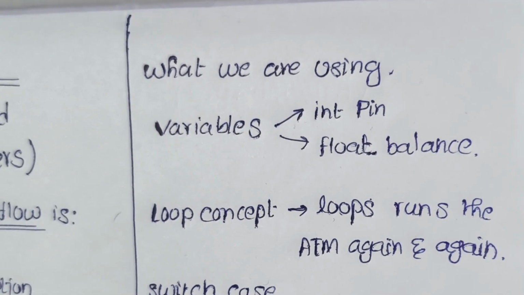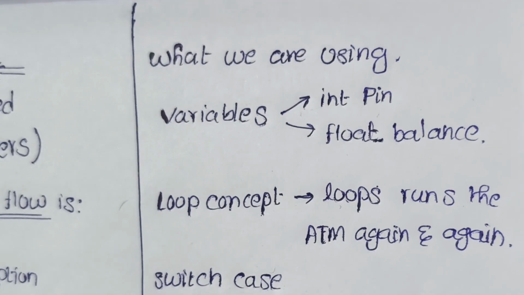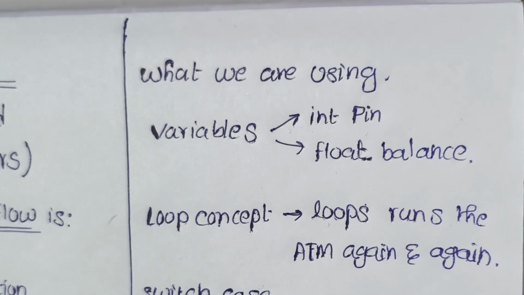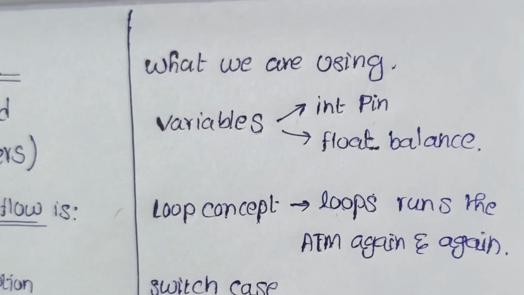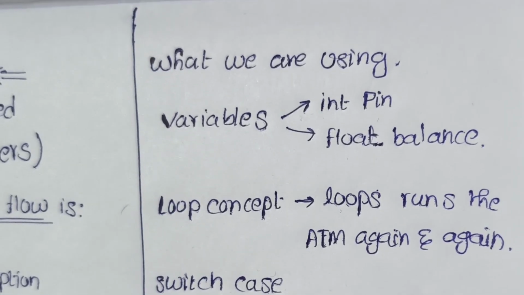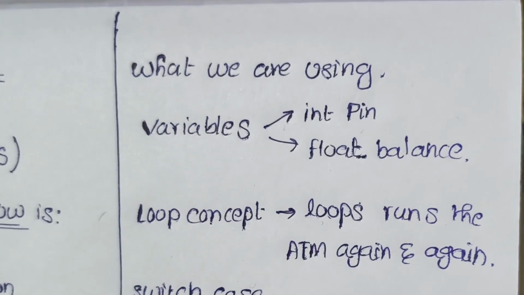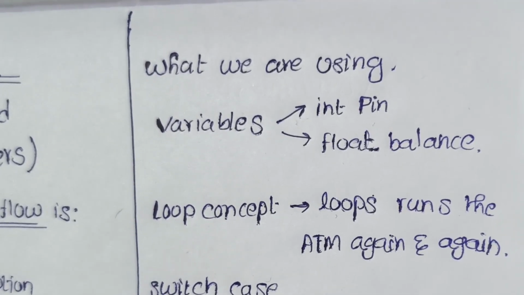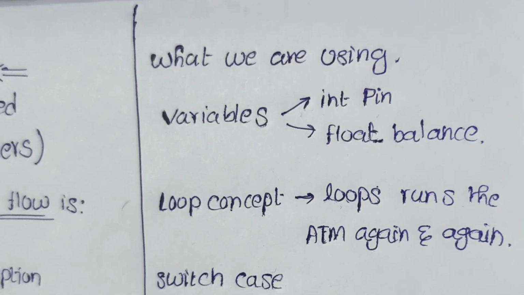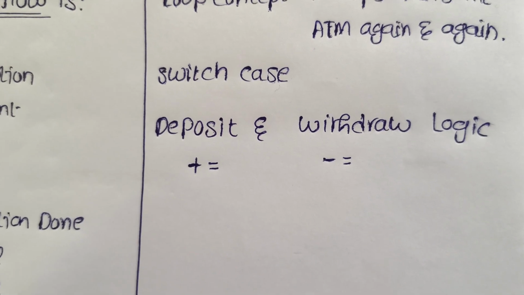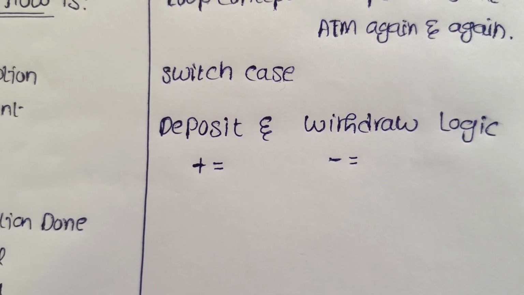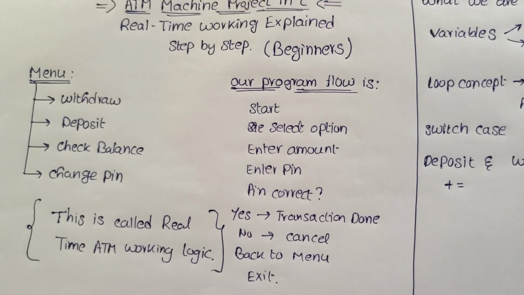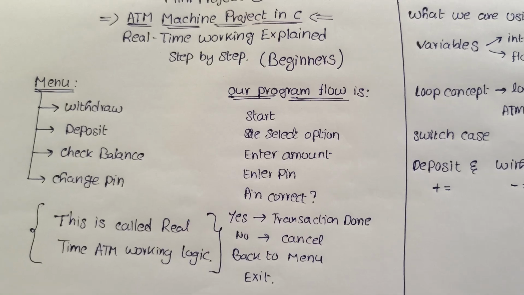Here we are using a switch case statement also, because the user can select different options like check balance, deposit money, withdraw money, change pin, exit. Based on the user's choice, the switch case will perform the required operation. And we are using if else conditions too, for verifying whether the entered pin is correct or wrong, checking whether the balance is sufficient for the withdrawal, and confirming the new pin while changing the pin. By using all these concepts, we are creating a real-time ATM machine workflow. Okay, let's start the program.